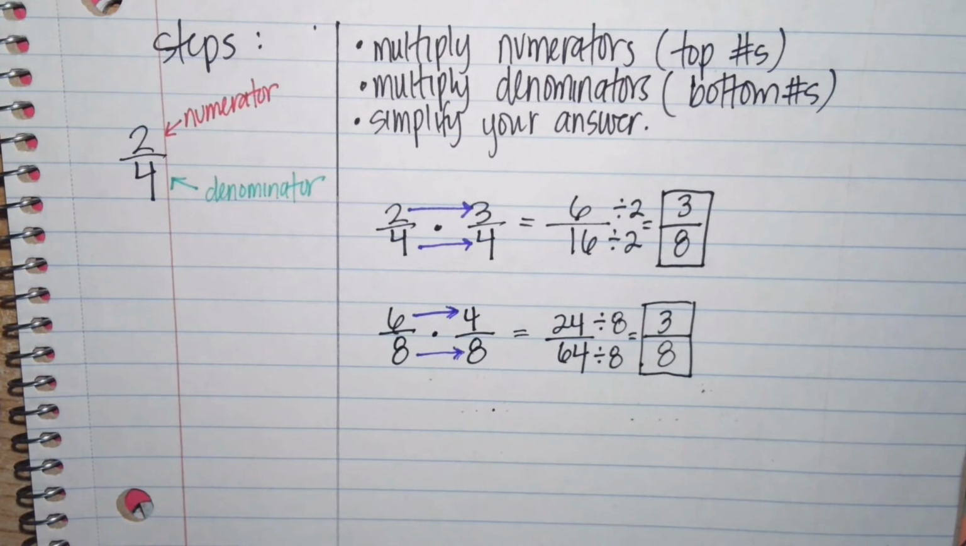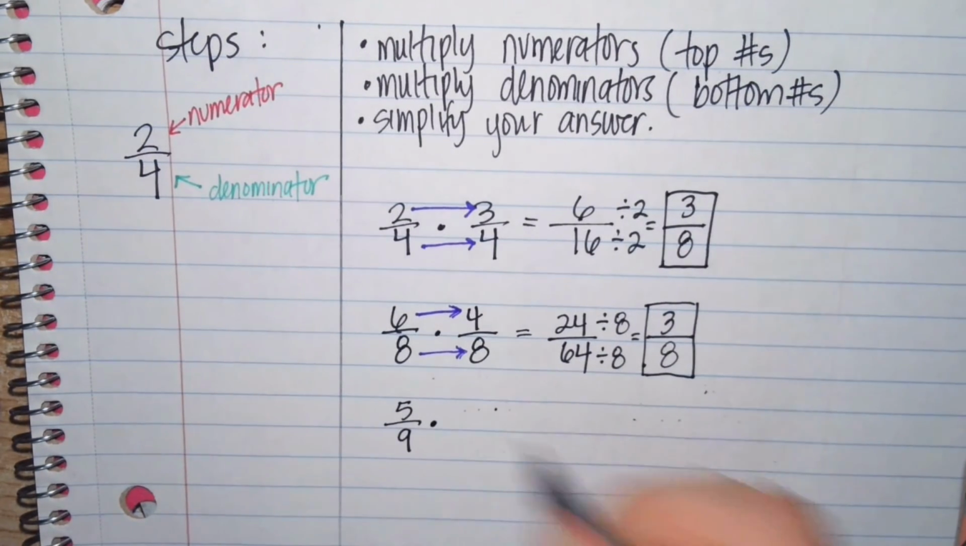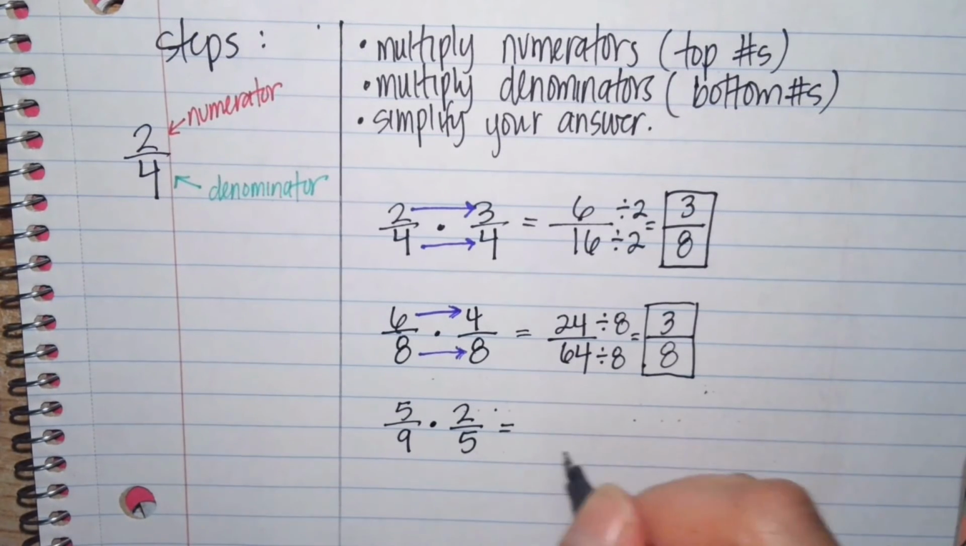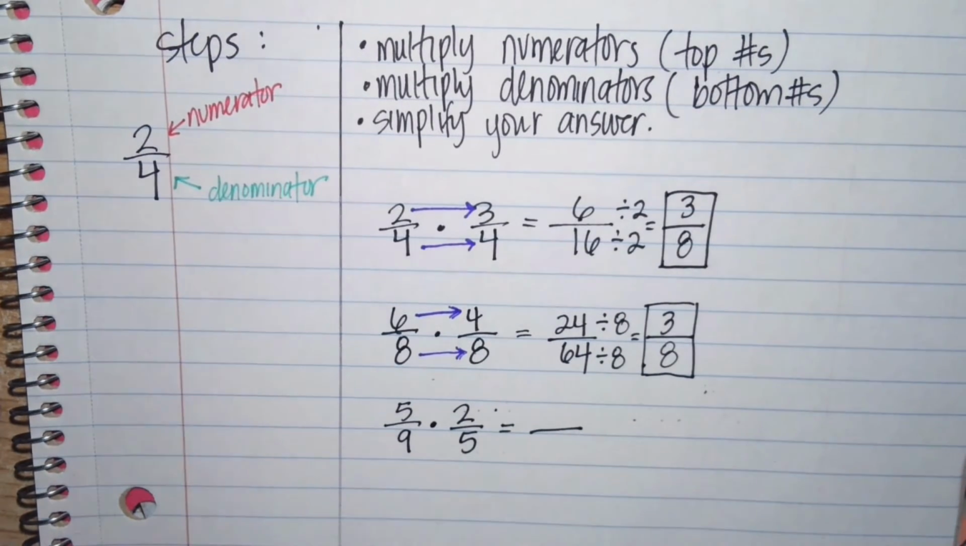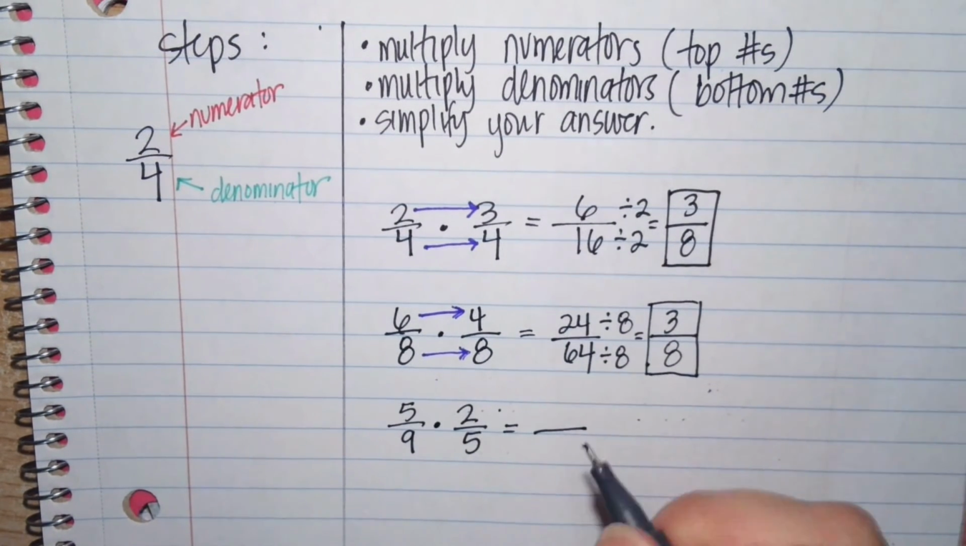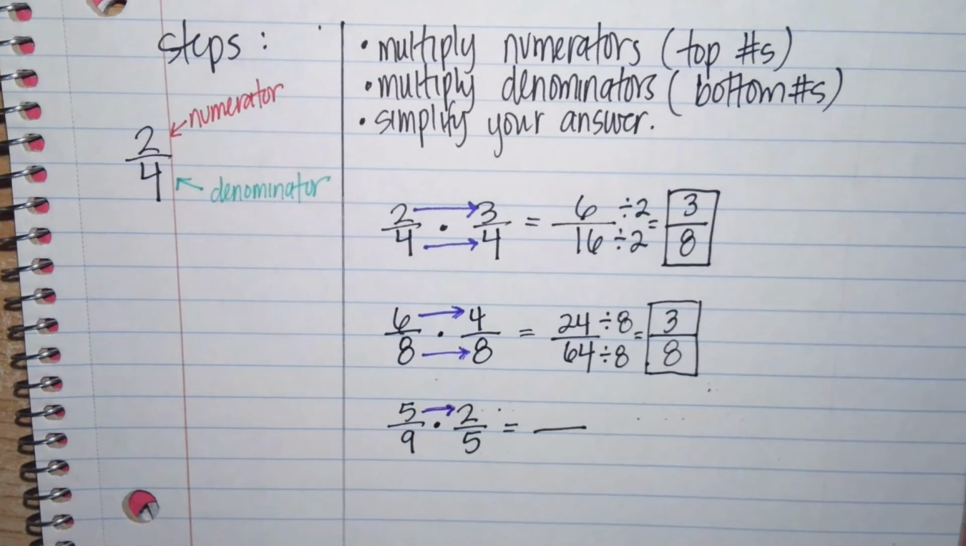Okay. One last one. We're going to multiply 5/9 times 2/5. I want you to pause the video and see if you can do this one on your own. If you can simplify, great. If you can't, it's still okay. We're going to take our numerators and multiply them together. That's going to give us a 10.